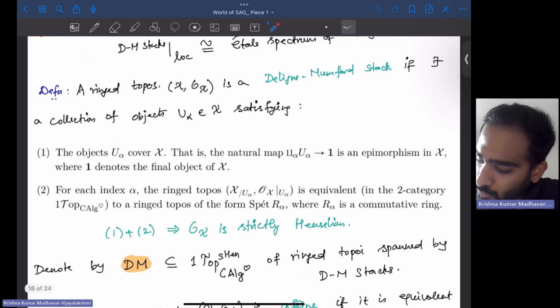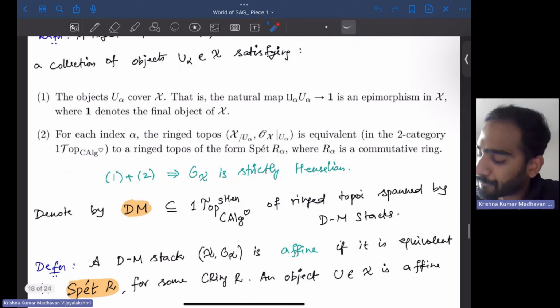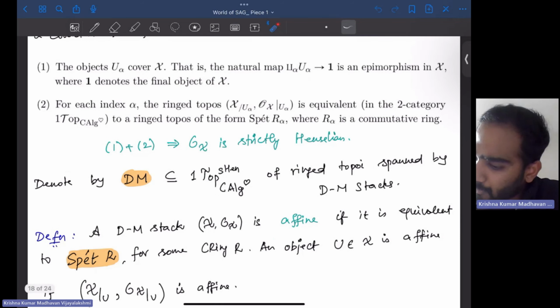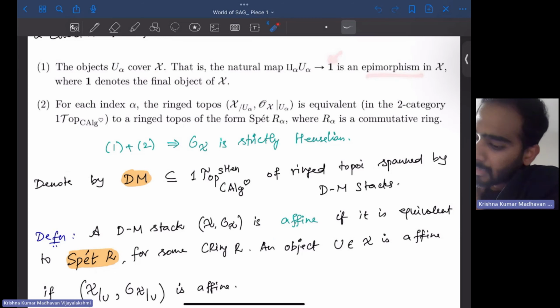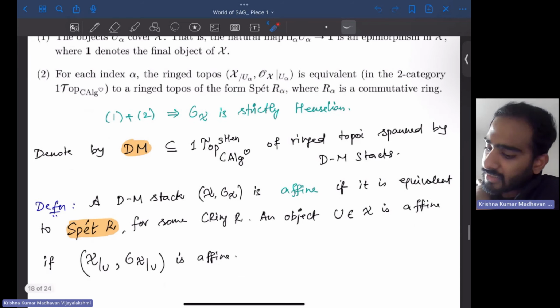So in particular, a ringed topos is a Deligne-Mumford stack if there exists a collection U alpha in X satisfying these two conditions here. Briefly, this means that it has to be a covering set first of all, and then the natural map to the final object has to be a surjection. It has to be an epimorphism. So for each index, the ringed topos is equivalent to the ringed topos of Spec of an R-algebra. So this is some local criterion that we wish to have in this category.